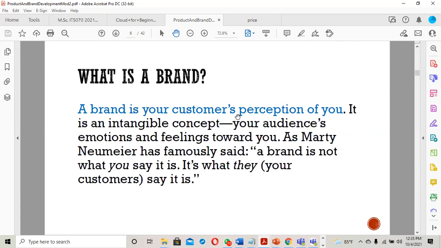A brand is your customer's perception of you. It is what the customer thinks about you. It is an intangible concept. It cannot be touched. It is your audience's emotions and feelings towards you.